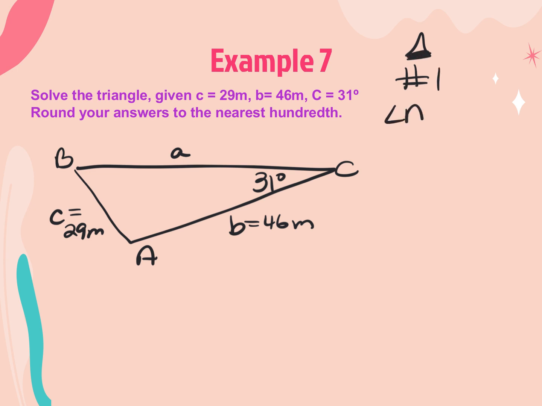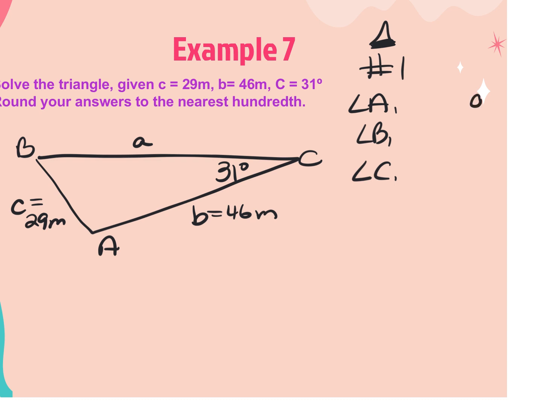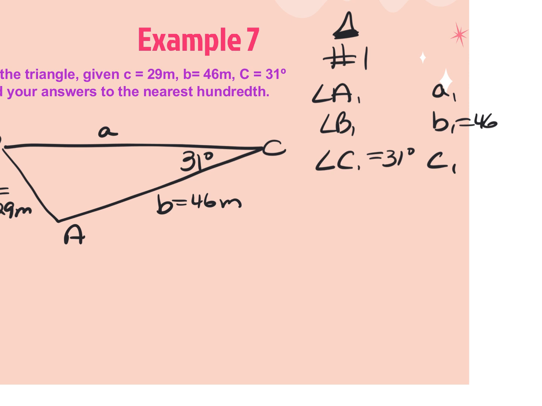So I have angle A, angle B, angle C, and then we have little a, little b, little c. So let's fill it in. C was 31, little b was 46, and little c is 29.